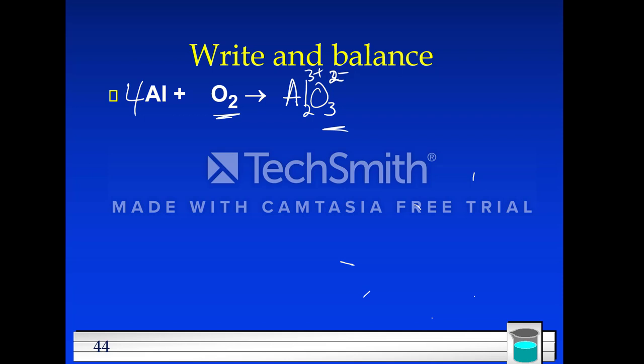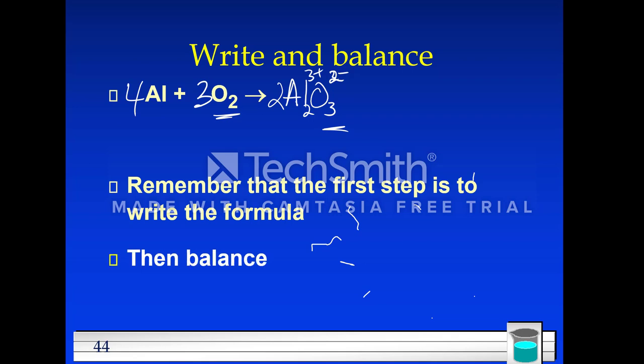That gives me 4 aluminums. So I have to put a 2 in front of Al2O3. That gives me 6 oxygens. So I put a 3 in front of O2. Reasonable? Okay, first you write the formula, then balance.